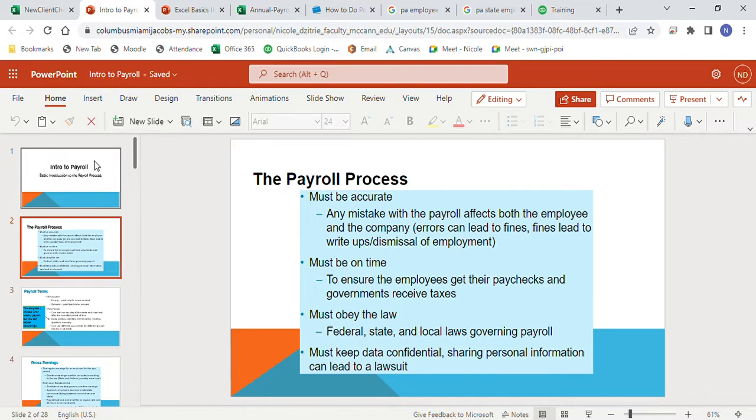You must obey the law. So federal, state, and local laws governing payroll are specific. You need to make sure you're applying them correctly with employees and getting your payments out. You must keep data confidential. Sharing personal information can lead to a lawsuit. I used to teach a labor relations course, and one of the cases we went over was a payroll clerk that didn't realize they were doing something illegal and what charges were actually brought against them. So that's why I say, if you're going to get into payroll, make sure you understand your responsibilities in keeping that information confidential.